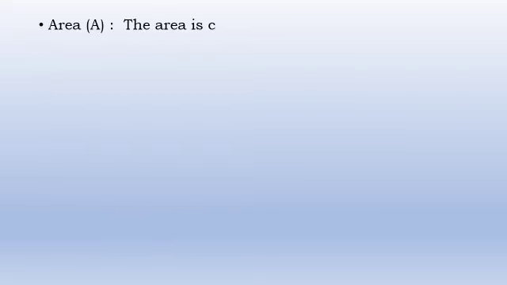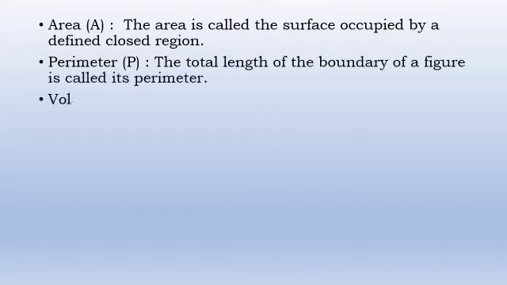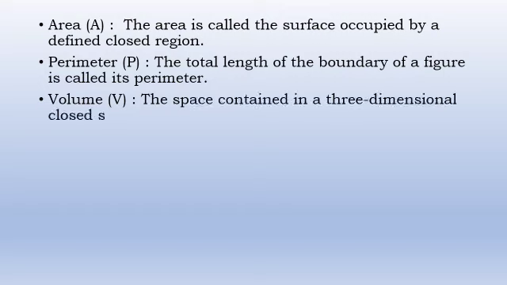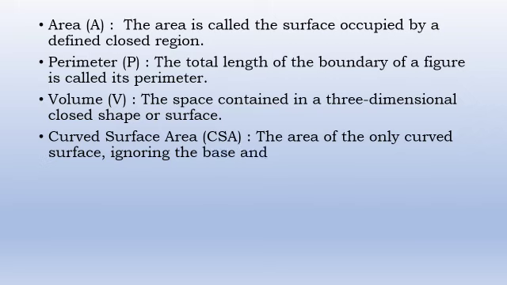Area. The area is called the surface occupied by a defined closed region. Perimeter. The total length of the boundary of a figure is called its perimeter. Volume. The space contained in a three-dimensional closed shape or surface is called volume of the surface. Curved surface area. The area of the only curved surface, ignoring the base and the top, such as a sphere, is called the curved surface area.